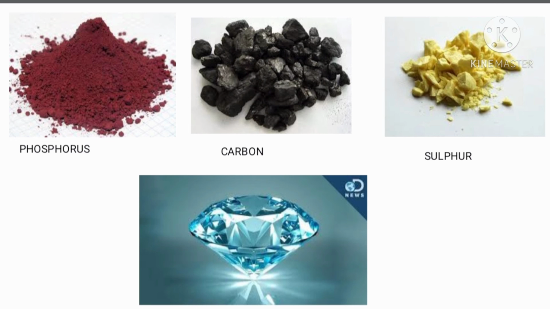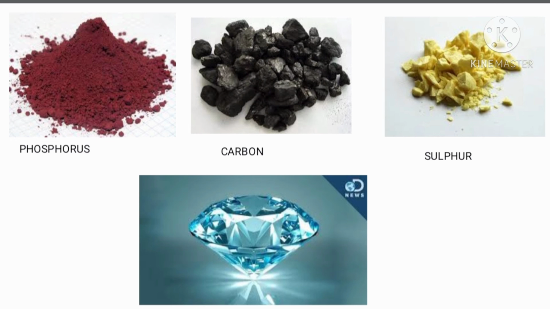Carbon has three forms. One is graphite, one is diamond and one is fullerene. Don't worry about the third one because you are going to learn that in higher classes. But here you have to remember the properties which we have learned today about metals and non-metals. Just quickly we are recalling the properties of non-metals.